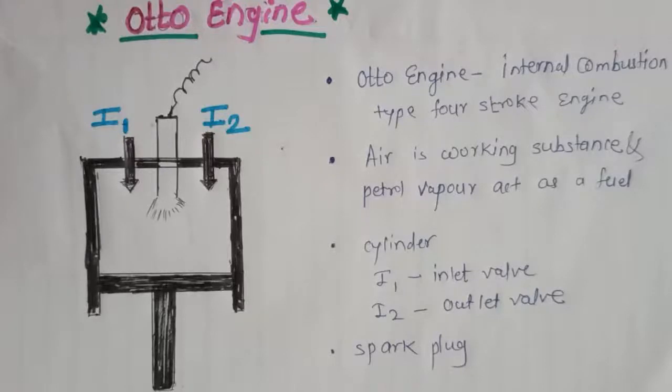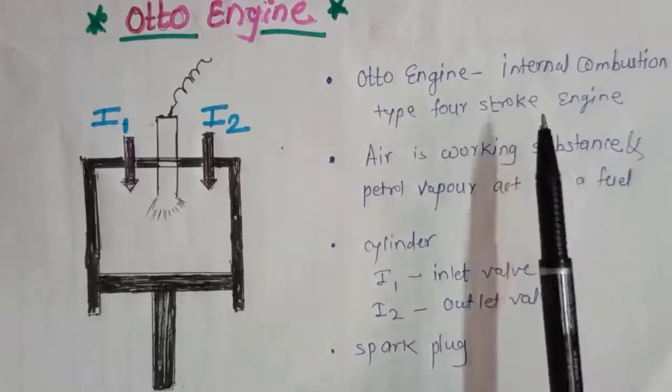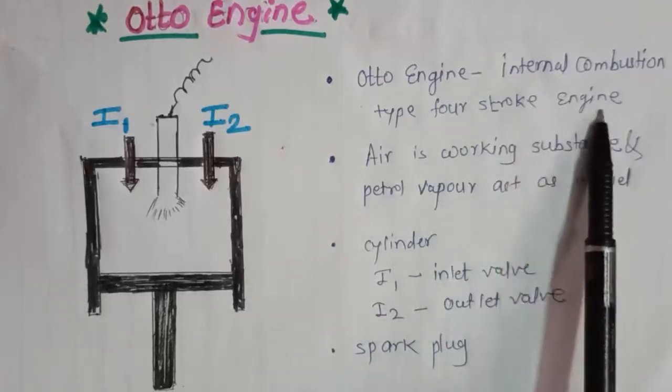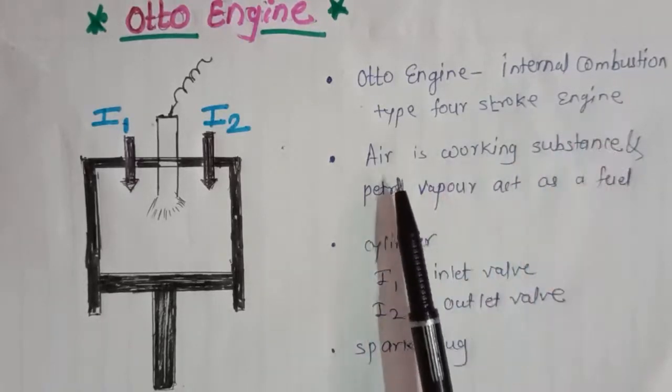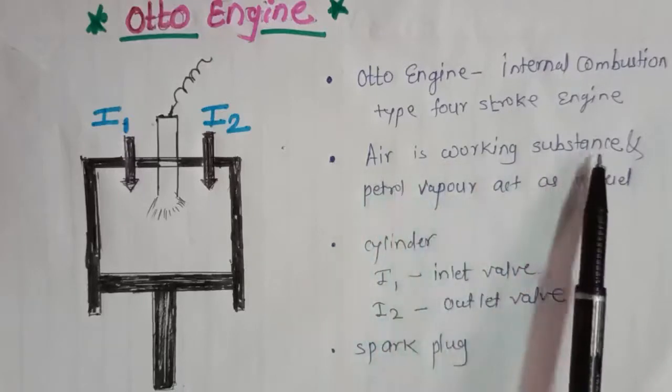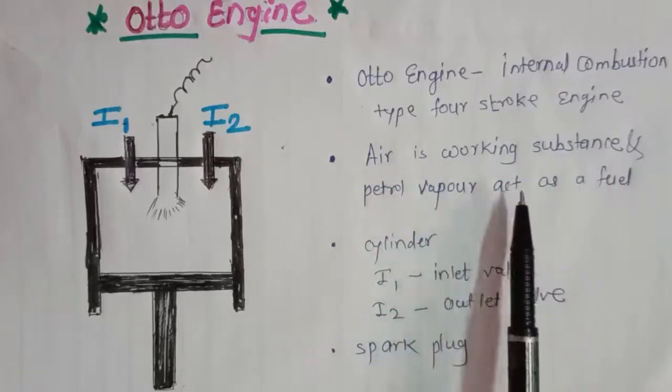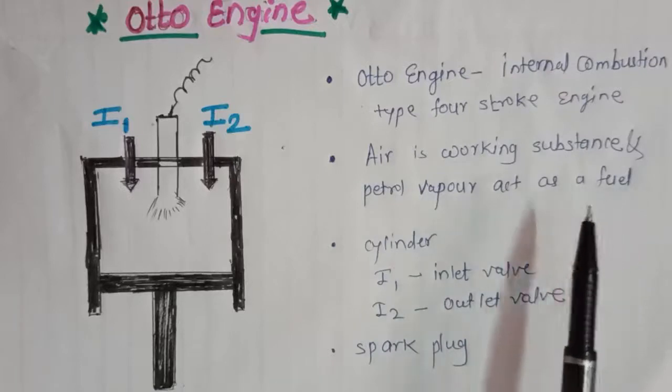Hi students, today we will study the Otto engine. The Otto engine is an internal combustion type 4-stroke engine. Air is the working substance and petrol vapor acts as the fuel.